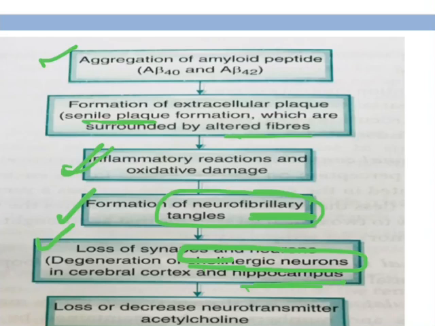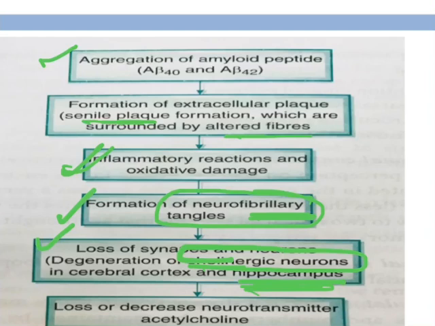And if we go more specific, it gets damaged in the nucleus basalis of Meynert. That is one area of the basal forebrain. There is no need to go into so much detail on Alzheimer's disease. It is a topic of medicine or pathology. I am just talking about Alzheimer's disease to make you understand how senile dementia happens.